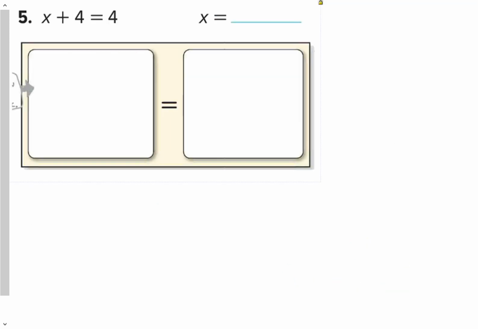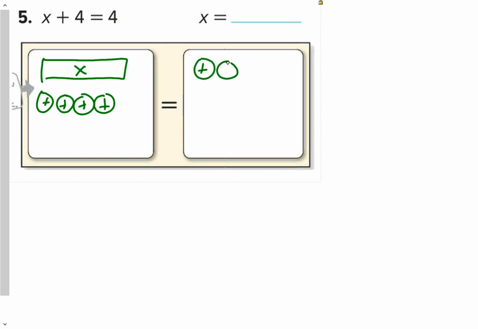All right, so let's do our next one. x plus 4 equals 4. So we're going to start modeling. We have an x, which is our long bar with an x. We have 4 positive chips, 1, 2, 3, 4. And we also have 4 positive chips on the right. Now, we want the x by itself, so how do we get rid of our 4 positive chips? We're going to pair them with 4 negative chips.